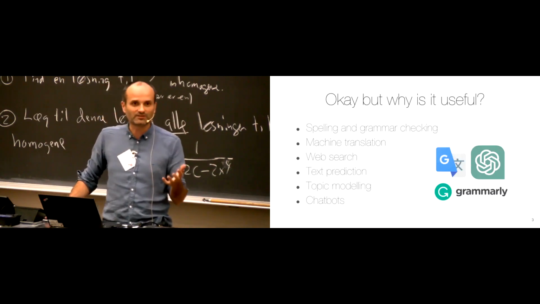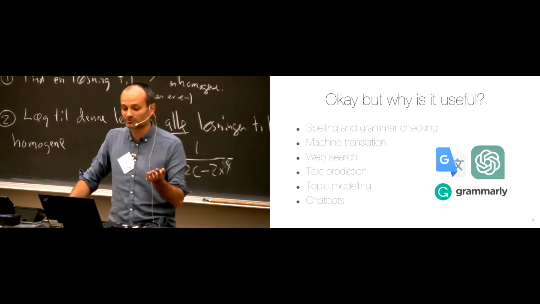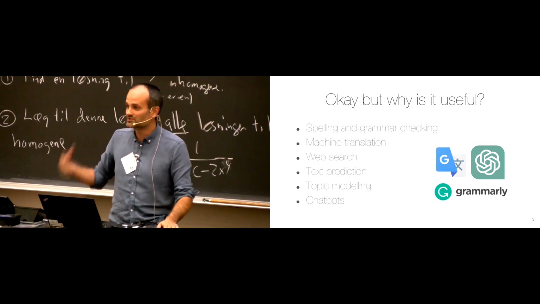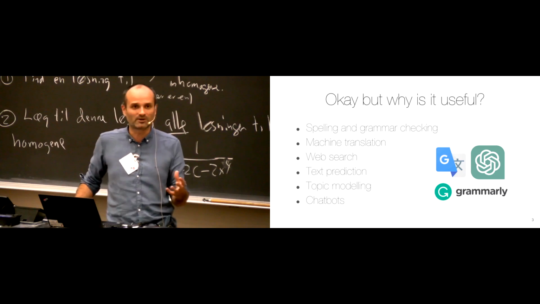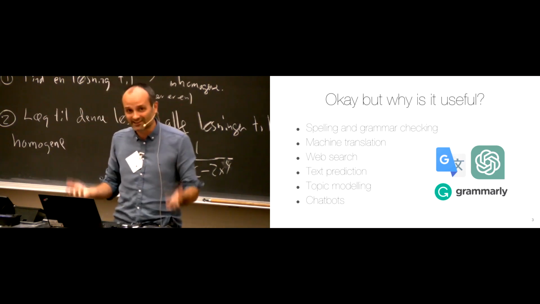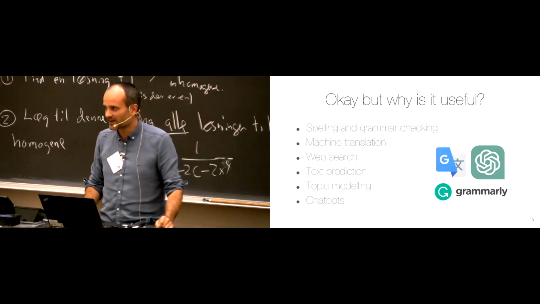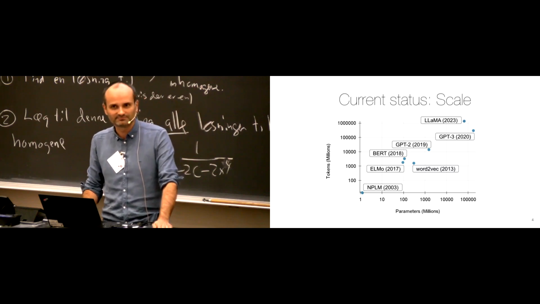It's useful for spell checking and grammar checking. It's used in machine translation. If you've used Google Translate, if you've used ChatGPT, it's also the backbone of this. It's used for topic modeling and text prediction. It's really everywhere. And if I had to summarize the status of the field, it's scale.